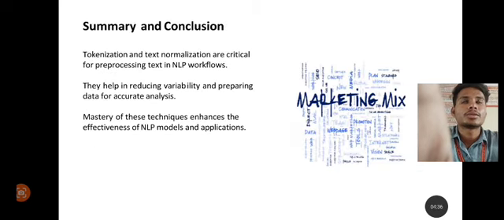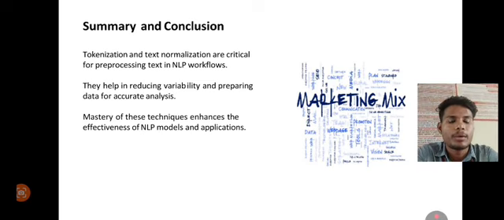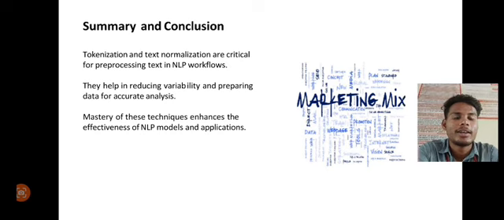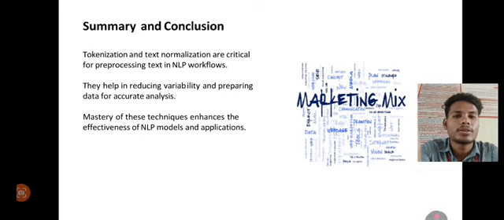The next slide goes to summary and conclusion. Tokenization and text normalization are critical for pre-processing text in NLP workflows. They help in reducing variability and preparing data for accurate analysis. Mastery of these techniques enhances the effectiveness of NLP models and applications.